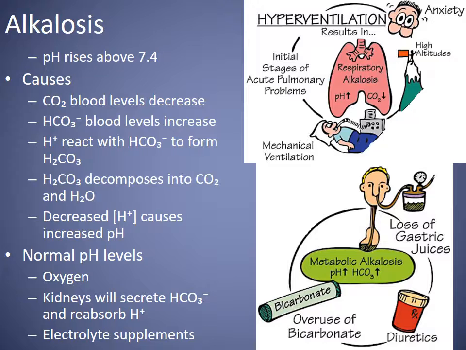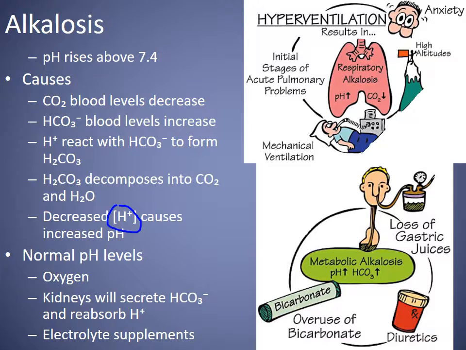Alkalosis, this is what happens when your pH rises above 7.4. Again, the reaction will tend to shift to the left. So causes here: carbon dioxide blood levels decrease, your bicarbonate ion blood levels will increase, and hydrogen ions will react with the bicarbonate ion to form carbonic acid. So the reaction shifts towards the left here. Carbonic acid will dissociate into carbon dioxide and water in this case. The decrease in hydrogen ion here is what will increase pH levels, and someone will experience this alkalosis.